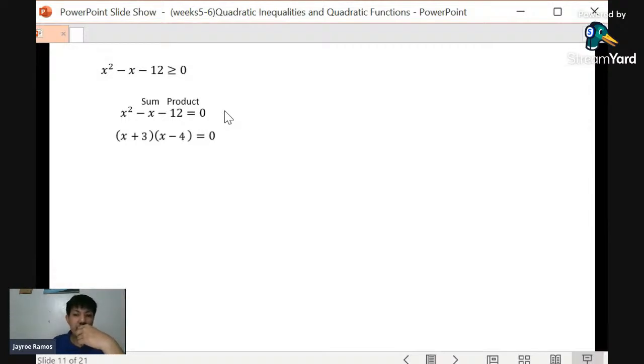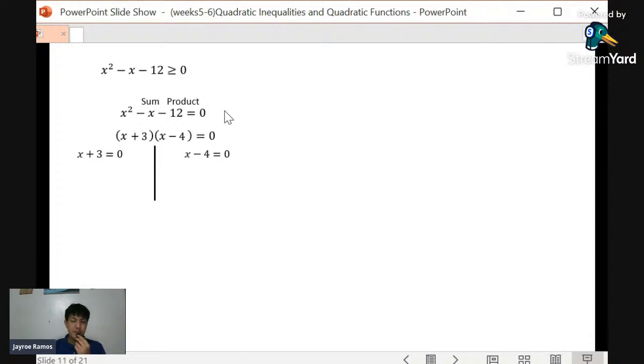And then after that, we're going to equate that to 0. So mas madali na to, no? Kasi tinuruan ko na kayo ng technique. Babalik niyo lang yung sign. So we have here x plus 3 equals to 0. And then x minus 4 equals to 0. So ano po ang tamang sagot? What are the values of x? What are the values of x here?